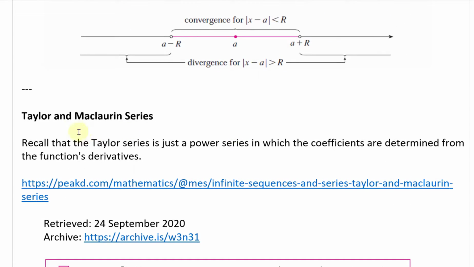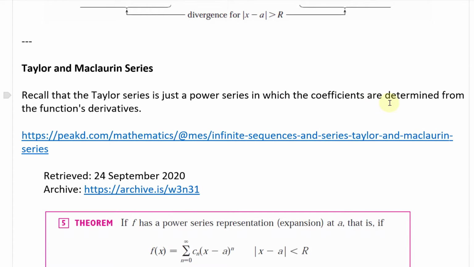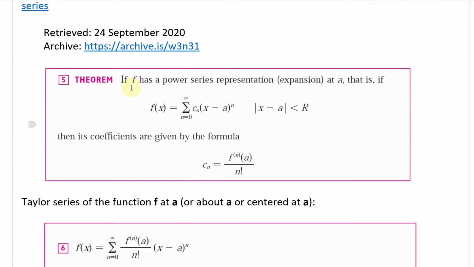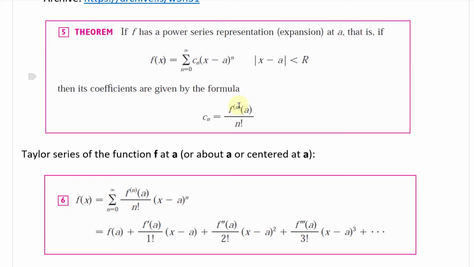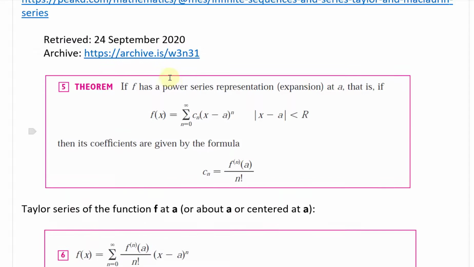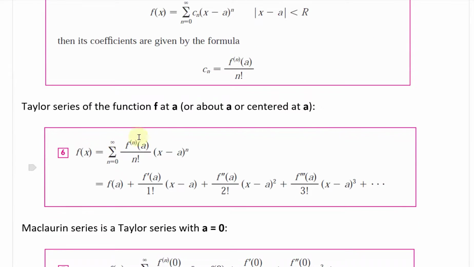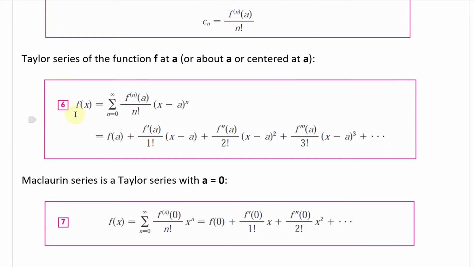Anyways, keep going further. To recap on Taylor and Maclaurin series, recall that the Taylor series is just a power series in which the coefficients are determined from the function's derivatives. So if f has a power series representation or expansion at a, that is, we have it right here, f of x equals this, where the radius of convergence is that the absolute value of x minus a is less than R, then its coefficients are given by this formula, c_n equals the nth derivative at a divided by n factorial. And remember, I went over the proof in an earlier video on it.